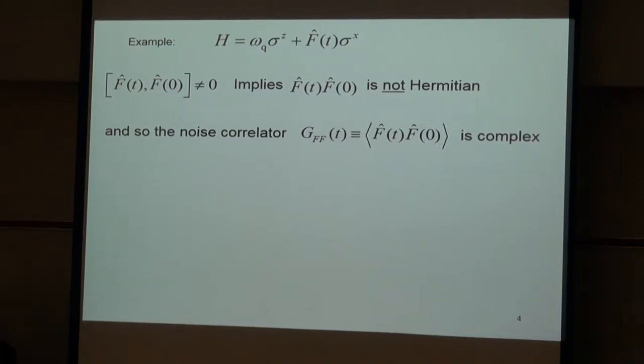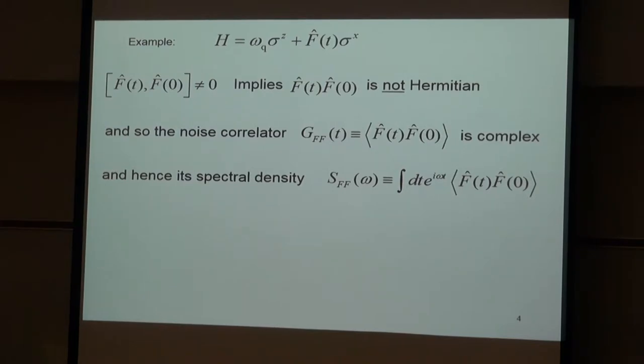If you have a real observable and you have its value now, and you want to correlate it with a real observable at a later time, and the value of that correlator is not real, that should bother you. And so when you Fourier transform it, you can get something which is asymmetric in frequency.